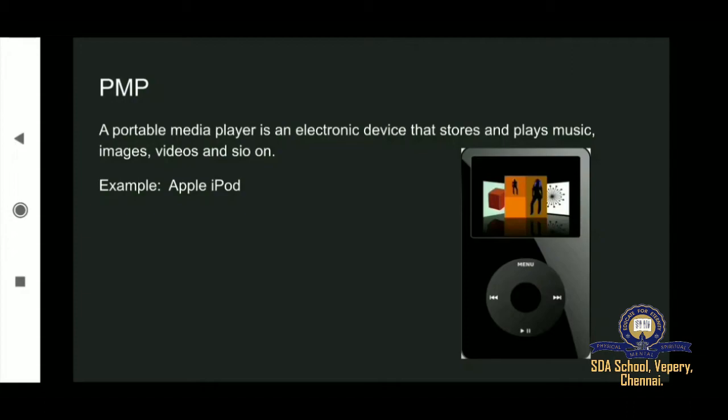It is a very small device. Sometimes it is even smaller than a mobile phone or a smartphone. Nowadays touchscreen technology is also introduced in PMPs. In your book there is no example given for PMP, so please make a note of what I have given here.